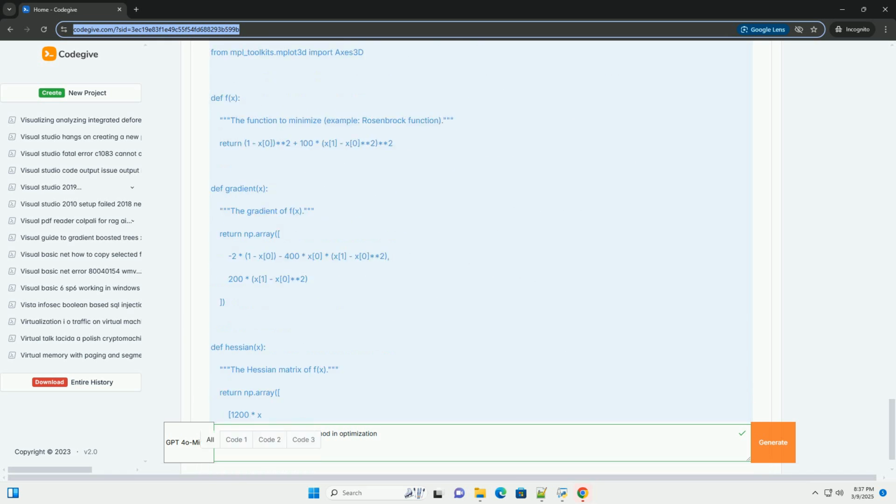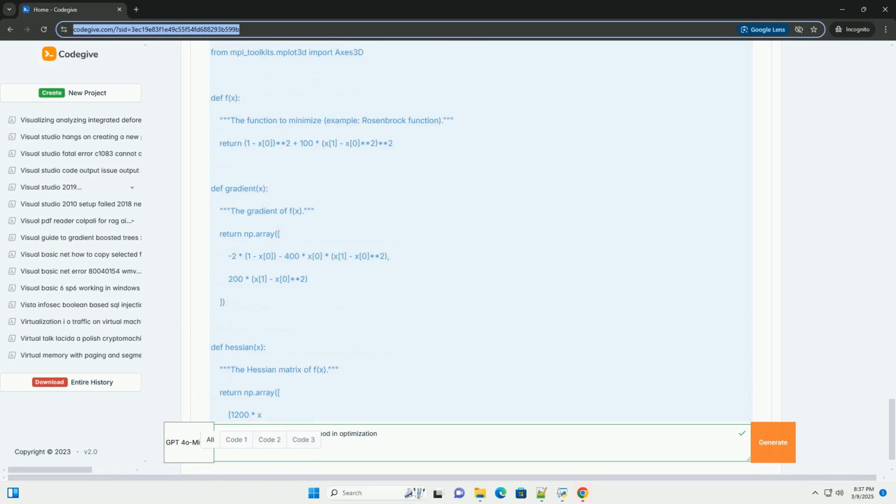5. Algorithm steps. Here's the general algorithm for Newton's method. 1. Start with an initial guess. Choose an initial guess x_0. 2. Compute the gradient and Hessian. Evaluate the gradient ∇f(x_k) and the Hessian H(x_k) at the current point x_k. 3. Solve for the update direction. Solve the linear system H(x_k) delta x_k equals -∇f(x_k) for delta x_k. This gives you the direction to move.